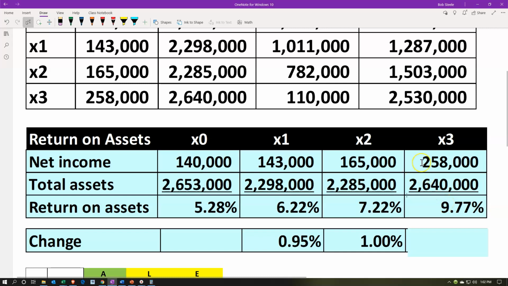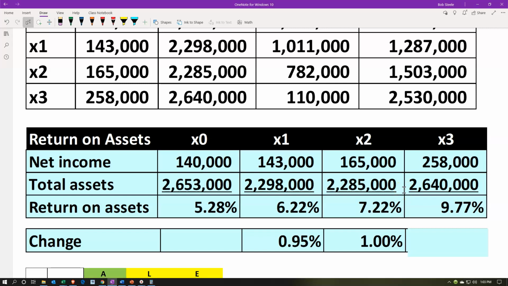Why did this happen? Well, this time the net income went up by a more significant amount, and the total assets, instead of going down, increased. So the total assets increasing would decrease the ratio. The net income increasing would increase the ratio. So the net income increased the ratio at a higher rate than the increase in the denominator would decrease the ratio. So the ratio still went up significantly, even though the denominator went up this time instead of going down.